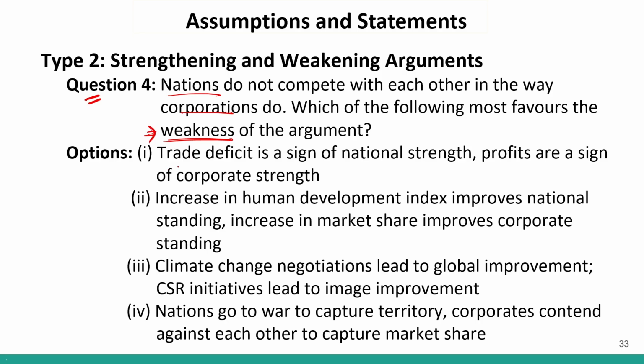The first one says trade deficit is a sign of national strength, profit. Again, this is irrelevant. Trade deficit has nothing to do with this statement. So straight up incorrect. Second one says increase in human development index improves national standing. Increase in market share improves corporate standing. So again, this is vague in nature. How are human development index and market share comparable? They are not. So this is incorrect.